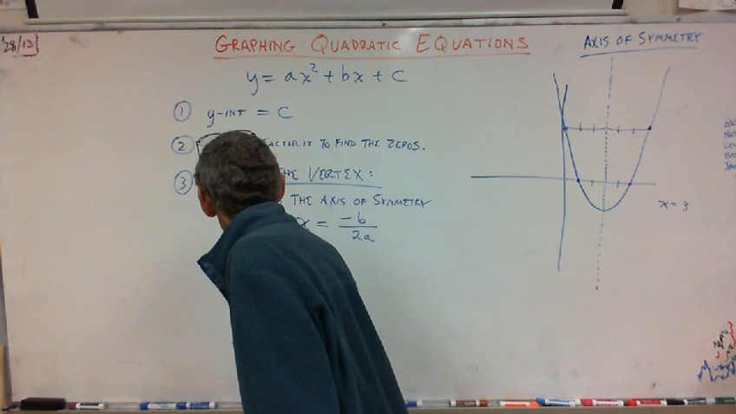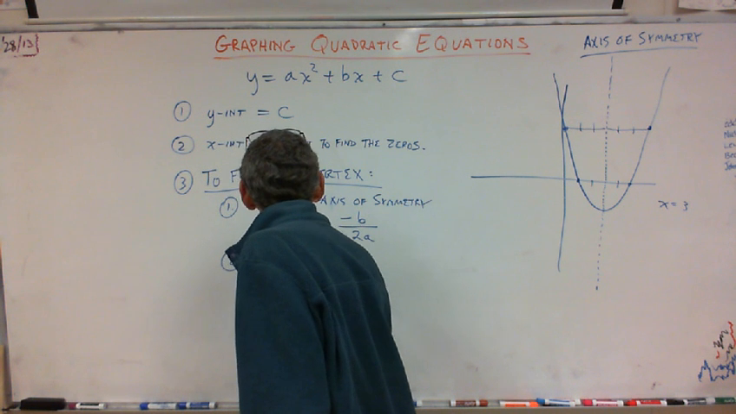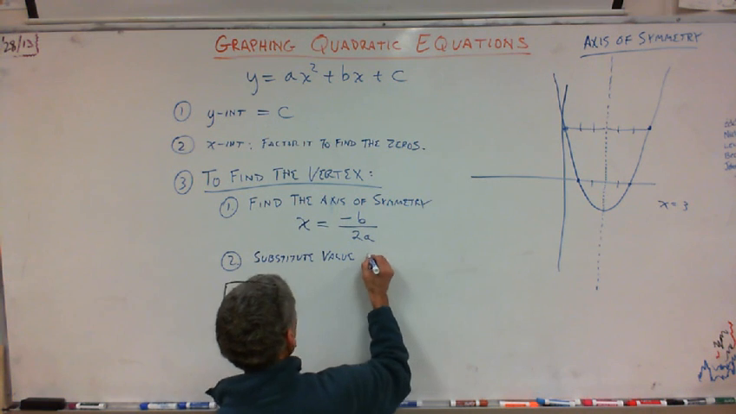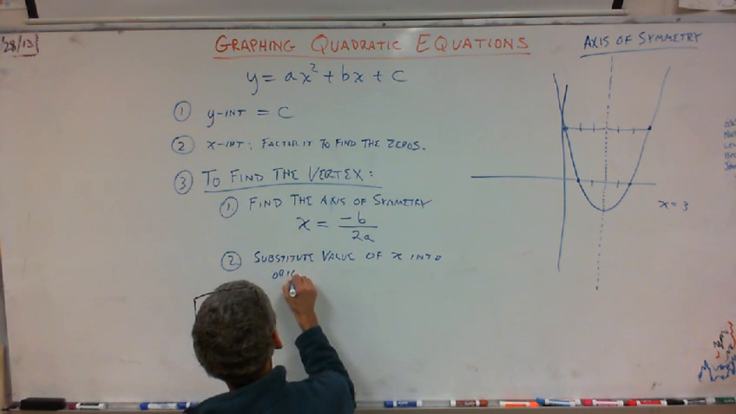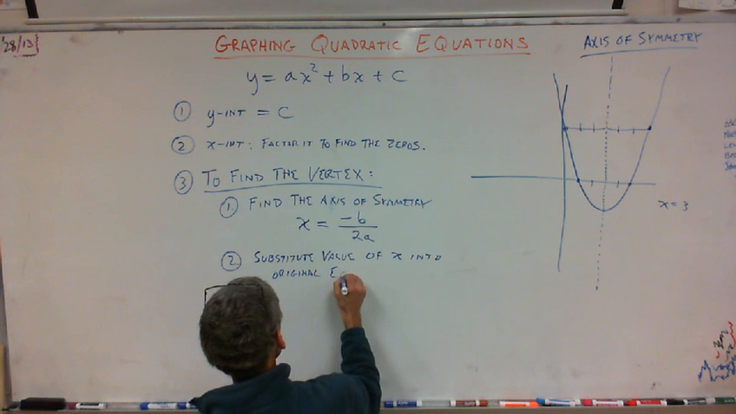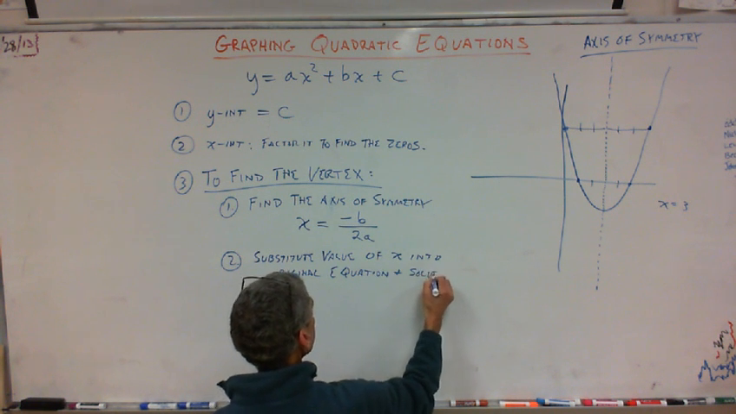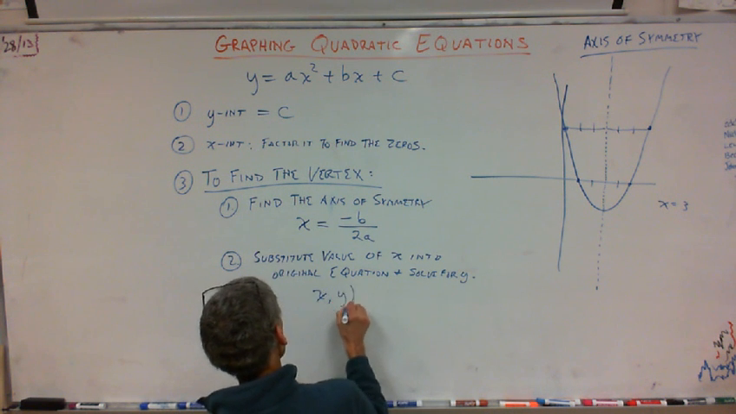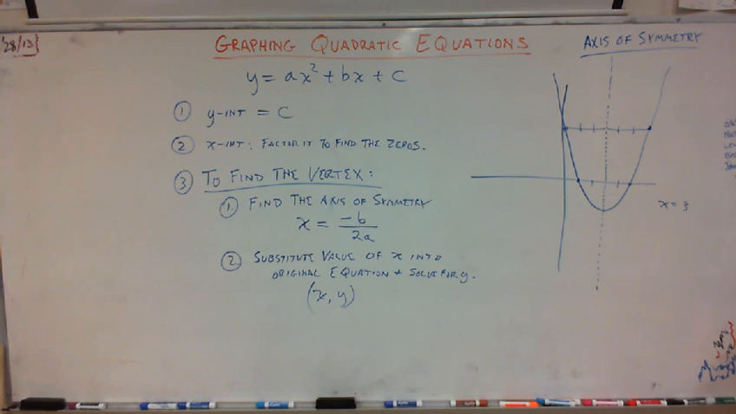So substitute the value of x into the original equation, whatever, and solve for y. Then you'll have x comma y, which is your vertex. Does that make sense? So now we're going to do it.